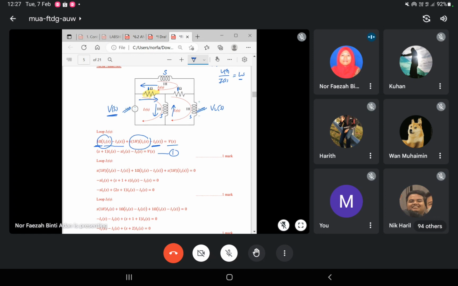And then untuk number 2, loop number 2 adalah loop yang ada resistor and also inductor. Okay. Ada 2 inductor, 1 resistor. Ni loop yang sebelah kanan bawah. Okay, so looking at the first component yang ditengok adalah S, which is this one.